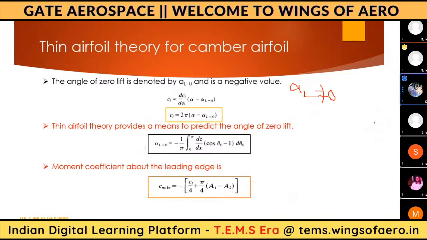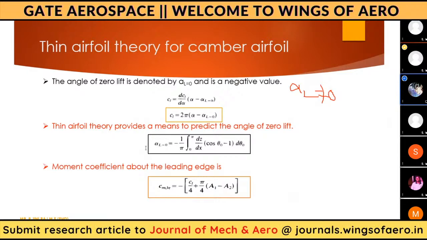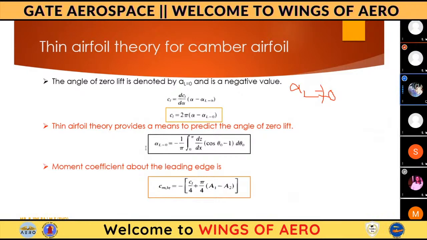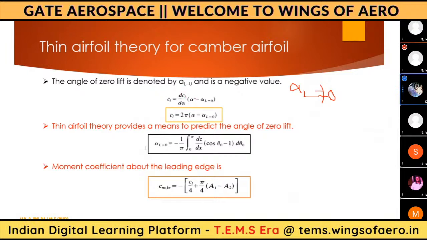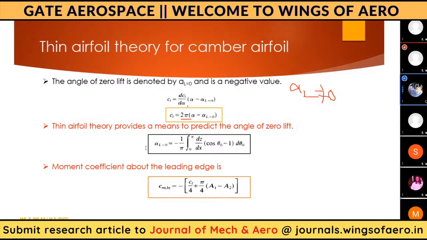For thin aerofoil theory, the zero lift angle of attack is not equal to 0. Zero lift angle of attack means that when the angle of attack is 0, there will be some amount of lift, and the amount of lift produced will be a negative value. That is called the zero lift angle of attack. Then CL equals dCl by d alpha, which is the lift curve slope. We all know the value of the lift curve slope is 2 pi, times alpha minus alpha L equal to 0.